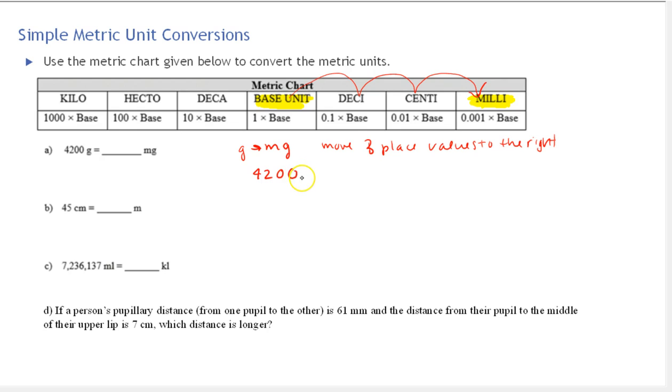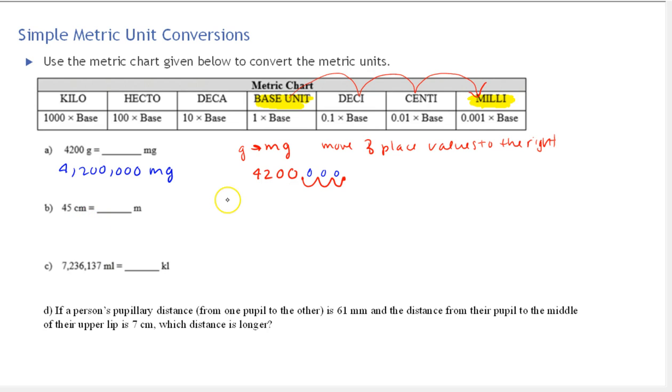So let's see what this looks like. We have 4,200. Here's our decimal now. We're going to move it 1, 2, 3 places to the right. So we'd fill these in with zeros. And now this would be 4,200,000 milligrams.